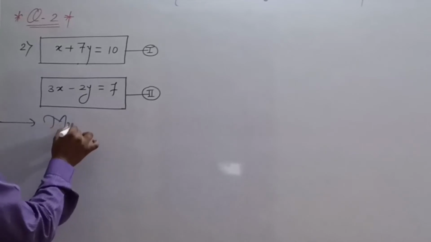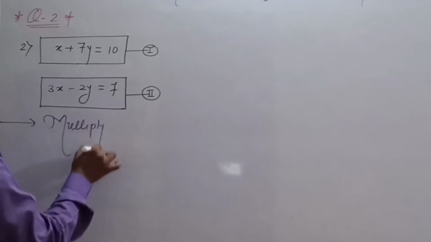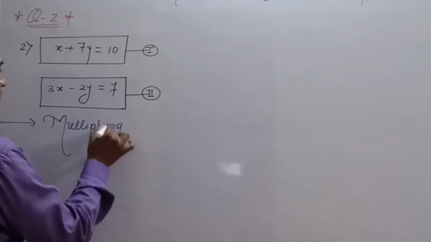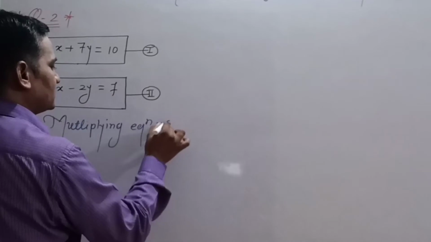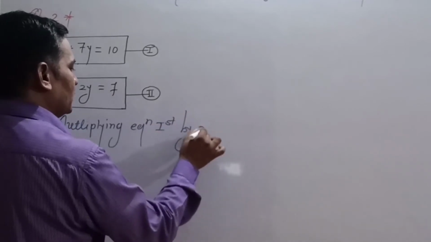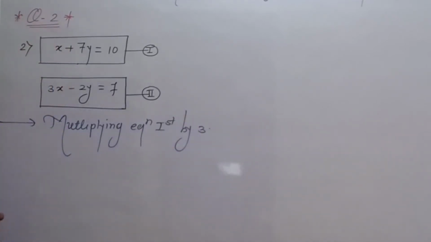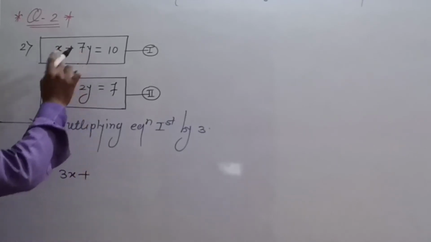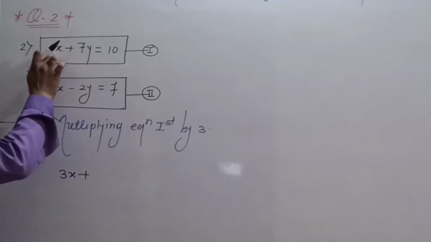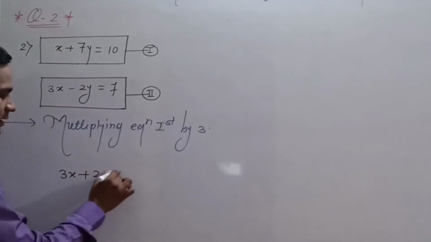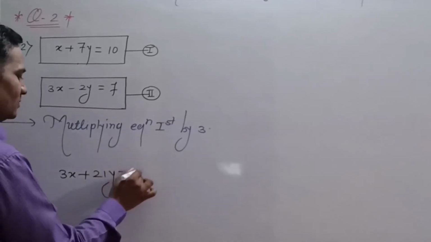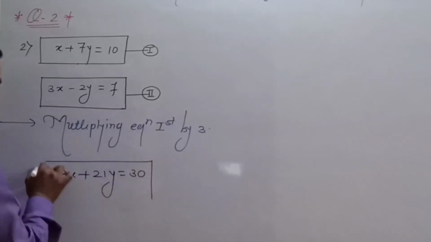Multiplying equation first by 3. Okay, so multiply this equation first by 3. So that equation will be 3x plus, look at that, 3 into x, that means 3x plus 7 into 3, that is 21y is equal to 30. Now this is equation number third.